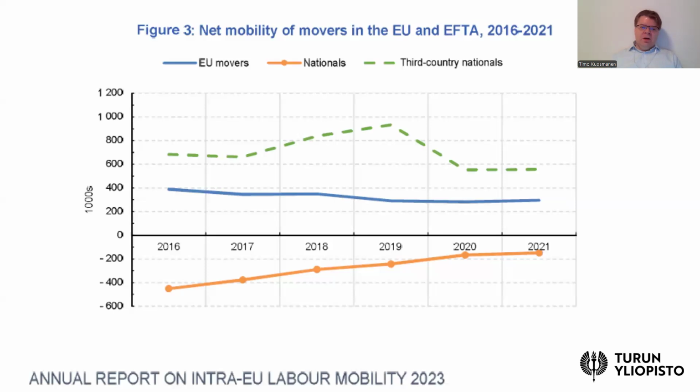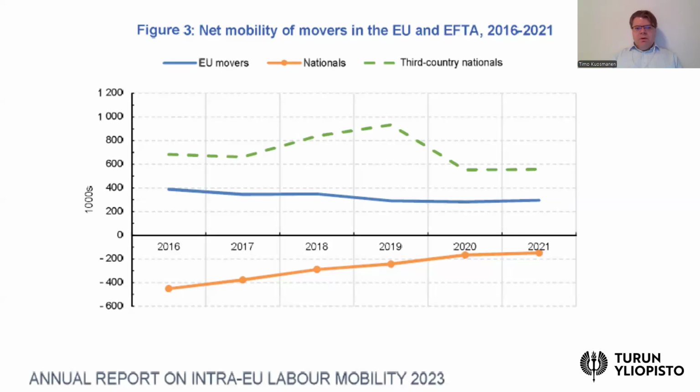And the orange line, which is on the negative scale, indicates the labor mobility of European nationals. So the net effect is negative, meaning that more EU citizens have migrated outside of the EU, for example, to Britain. But this negative has been decreasing, and this negative net migration away from the EU, for example to Britain, might be partly due to factors such as Brexit.